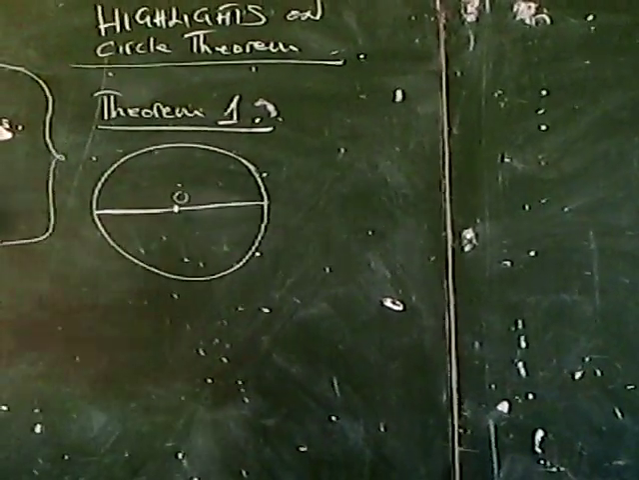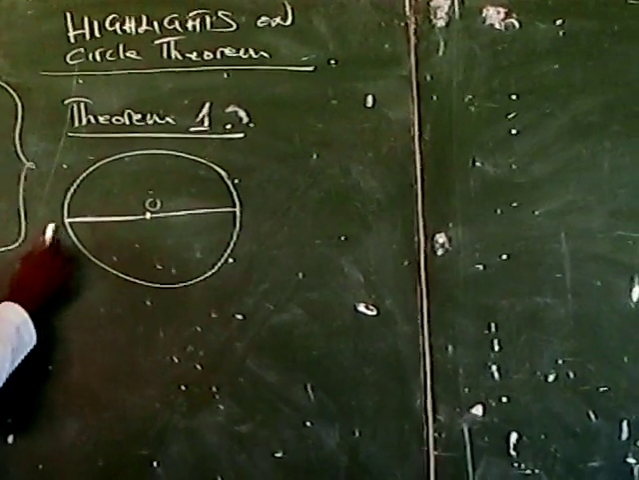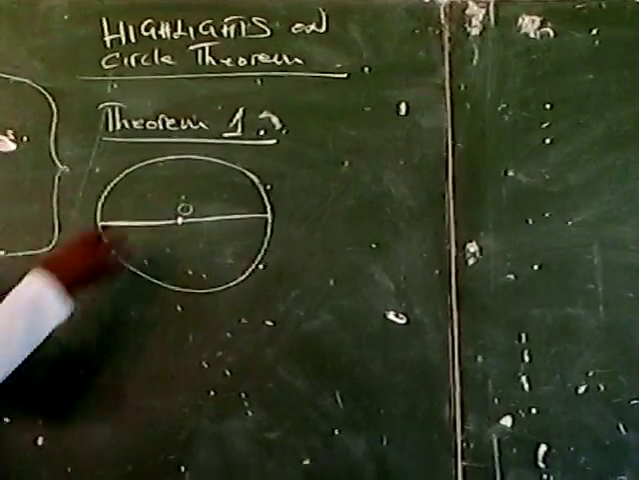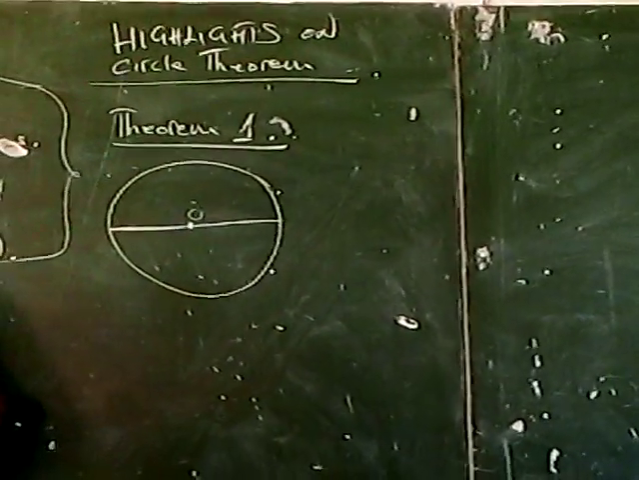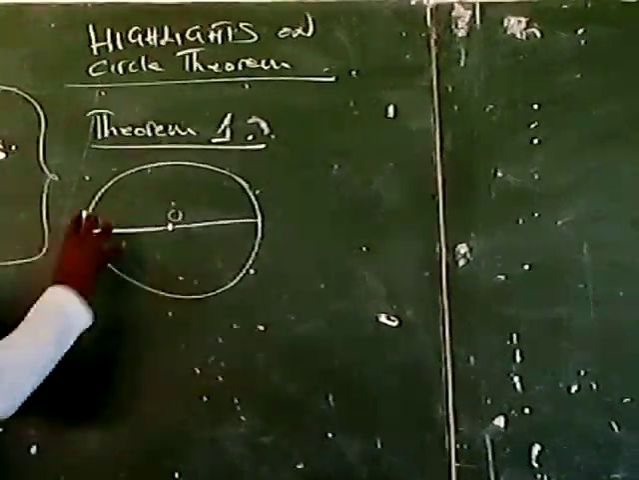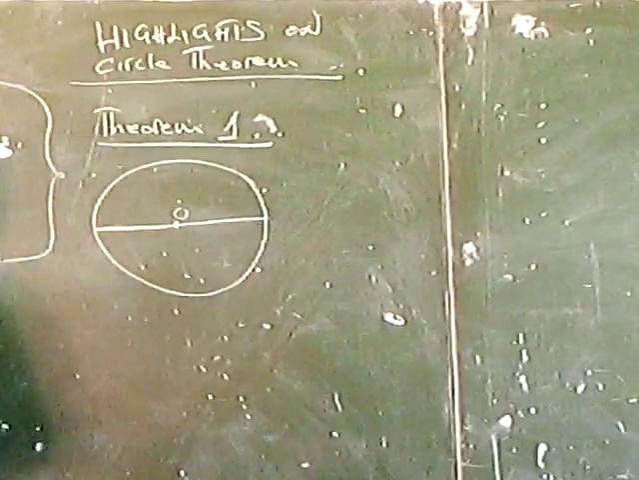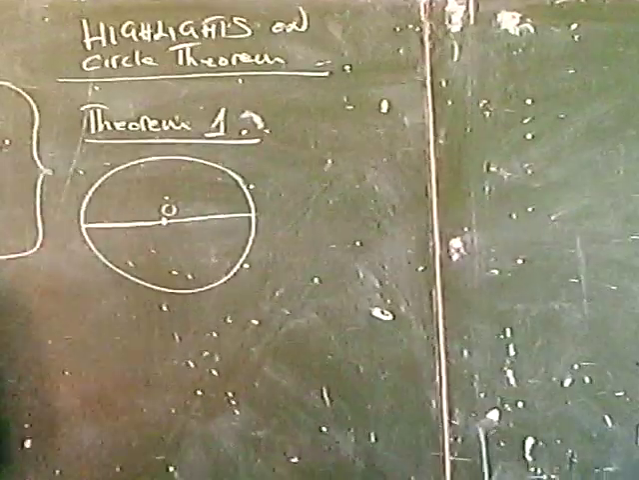Now, theorem number 1 states that this diameter is capable of dividing this circle into 2 equal halves. And these halves are called the semicircles. Take note. Semi means half. So this is a semicircle and another semicircle. Take note, this is the diameter here.